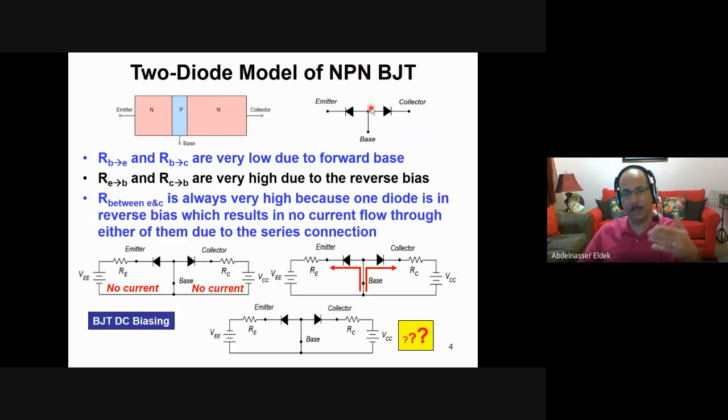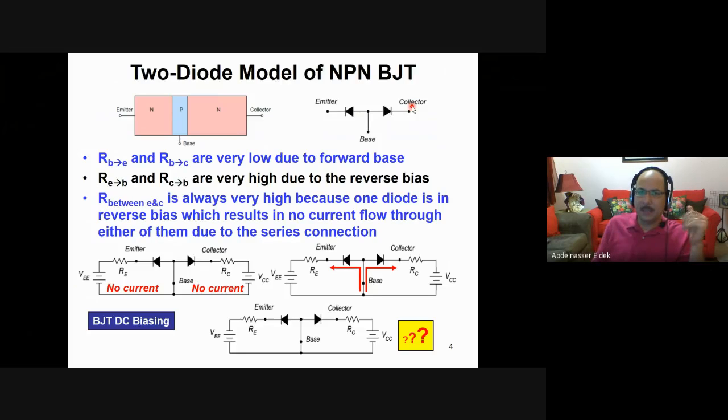If you are talking about, for example, from emitter to collector, this one here is forward, this one is forward bias, and this one is reverse bias. This is supposed to be bias, not base. Sorry for that. So the resistance between emitter and collector is usually high.